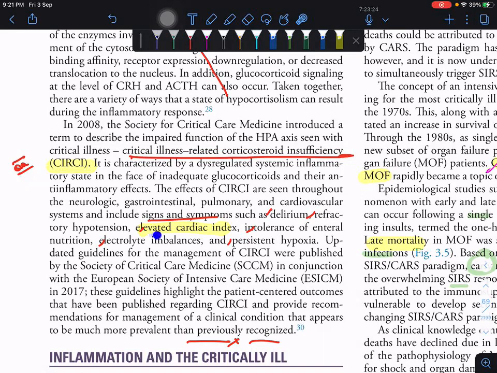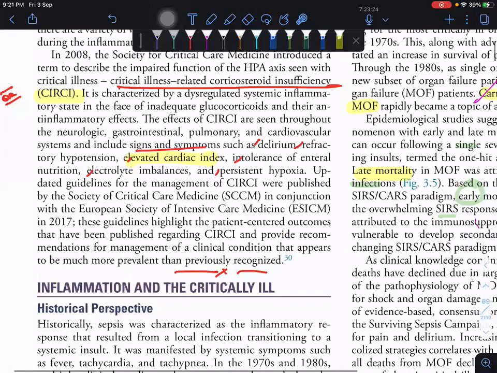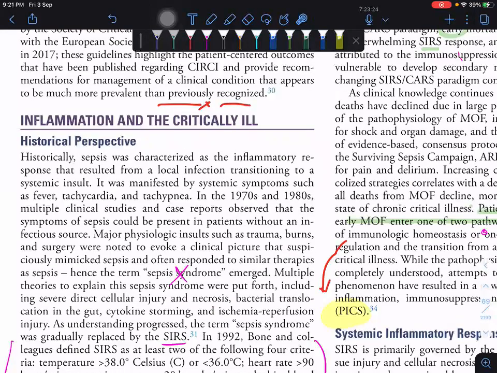So your cardiac index is elevated. Remember this is a crack here. Elevated cardiac index, intolerance of enteral nutrition, electrolyte imbalance, and persistent hypoxia. So about 70% of the chapter is finished.